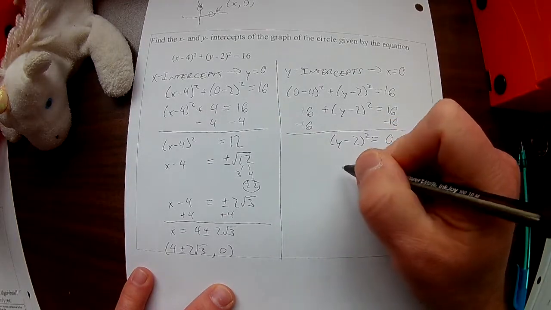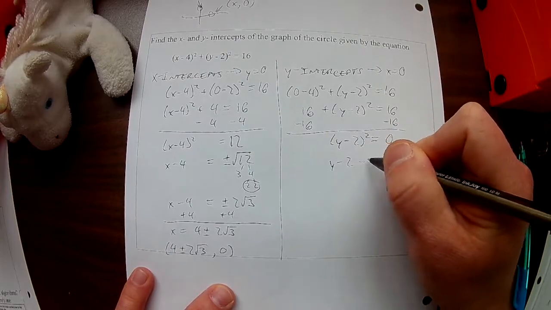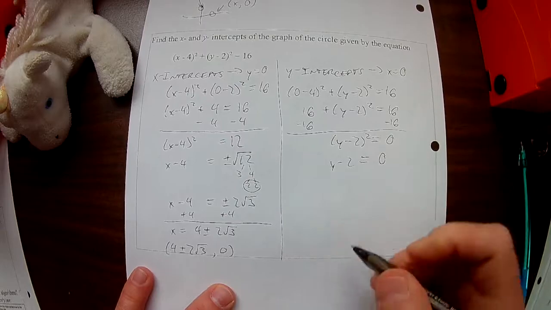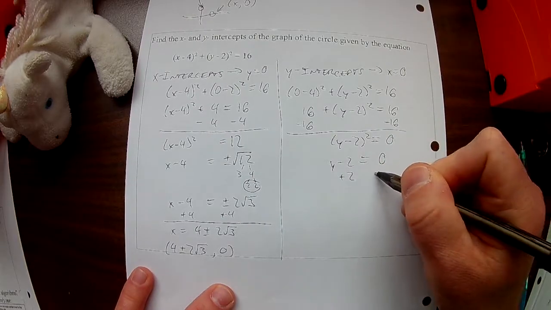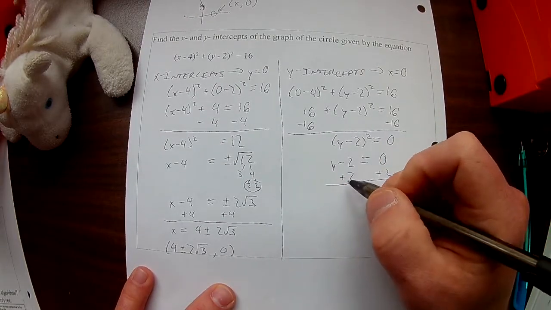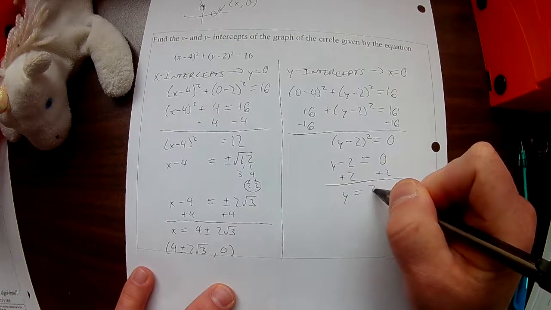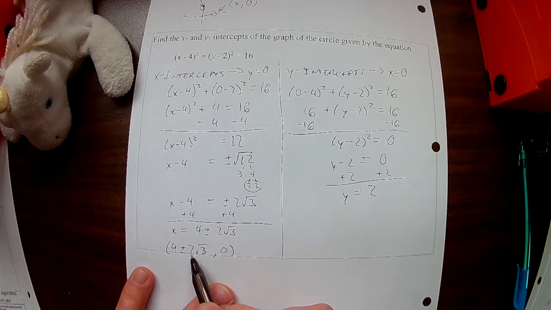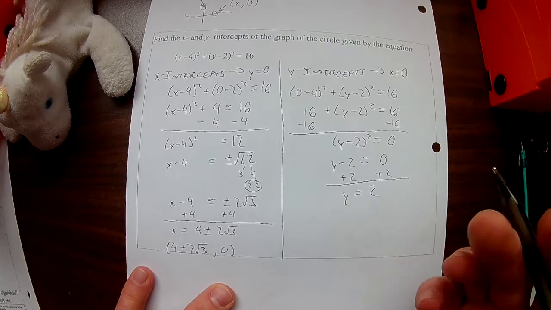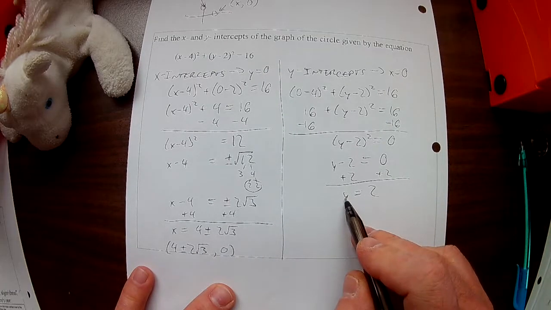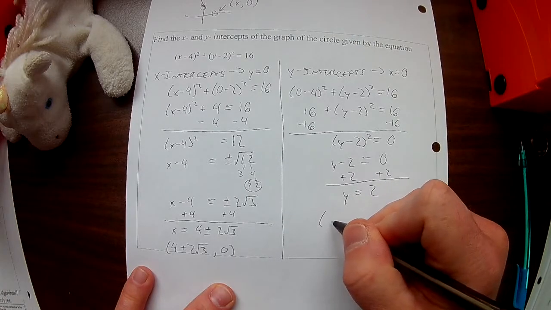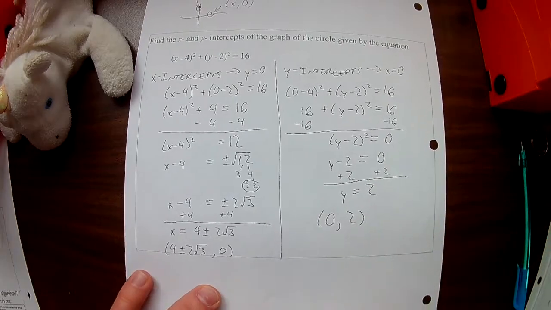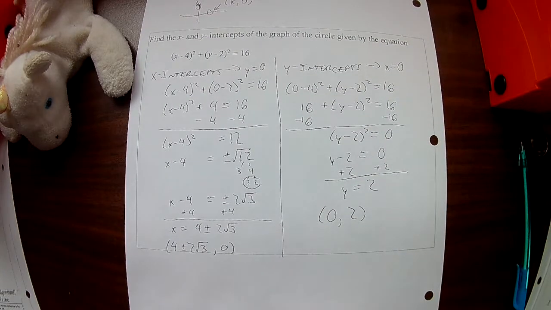Square root both sides. I've got y minus 2 equals, should we put plus or minus when we take the square root of 0? No. 0. Plus 2, plus 2. We've got y equals 2. Well, that's weird. We don't have 2 points here. That's possible. That does happen. So what we have here is one intercept at 0, comma 2. One y-intercept, I should say.